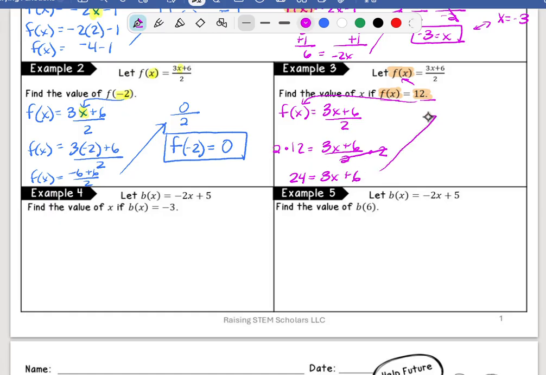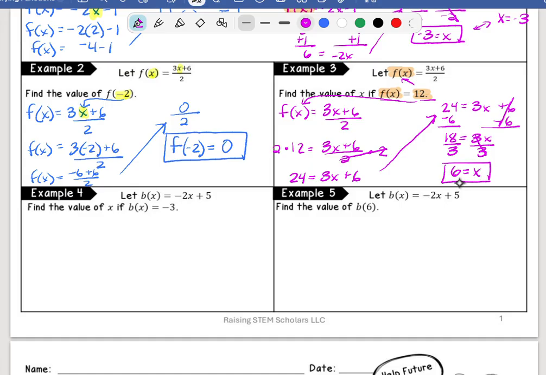I'm going to have to carry this over here a little bit. So let's see, we got 24 equals 3x plus 6. I'm going to subtract 6 from both sides. That cancels. 24 minus 6 is going to give me 18. We're going to divide by 3 on both sides. 18 divided by 3 is going to give me 6. And so my x is 6.